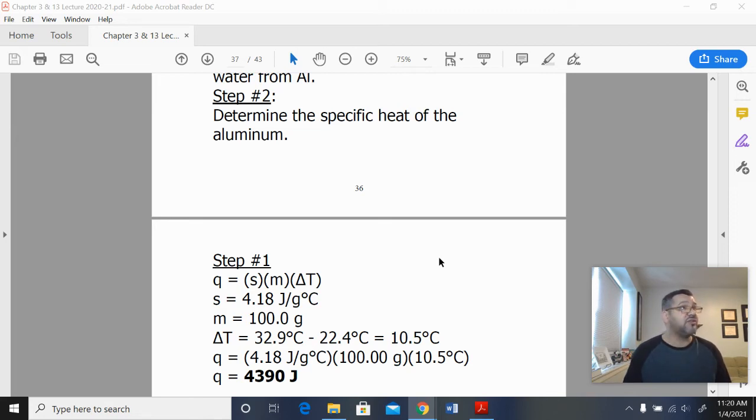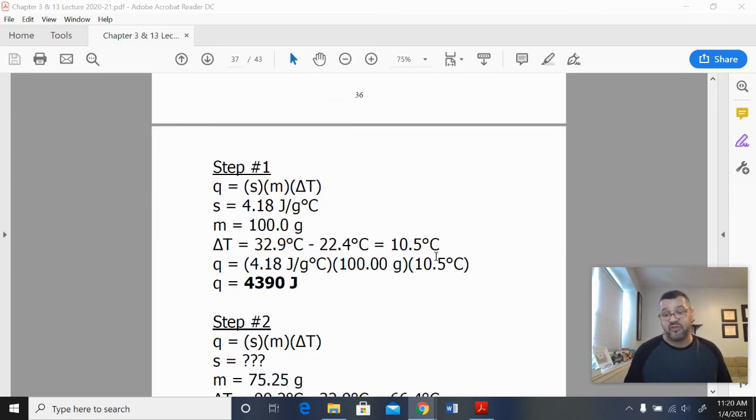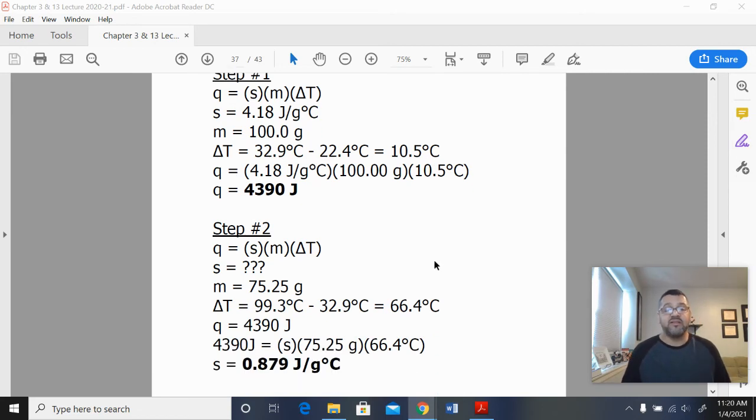And that energy was transferred to the water from the hot piece of metal. So how much energy did the hot piece of metal give it? 4,390 joules, right? So in the same process, let's deal with the Q for the aluminum. Do we know the heat transferred from the aluminum? Yeah, that's the 4,390 joules, whatever the energy that the water got. Do I know the mass of the piece of metal? And the answer is yes, 75.25 grams.